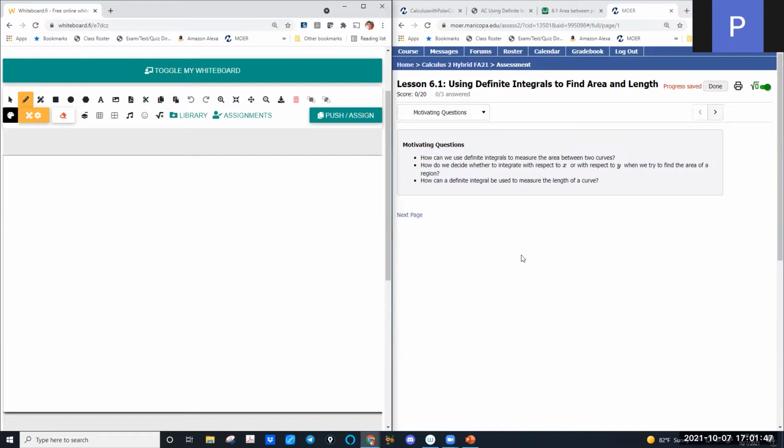We're going to look at area in a few different scenarios. The first one we're going to talk about is area between two curves. All right. And again, I want to come at it from this idea of slicing.